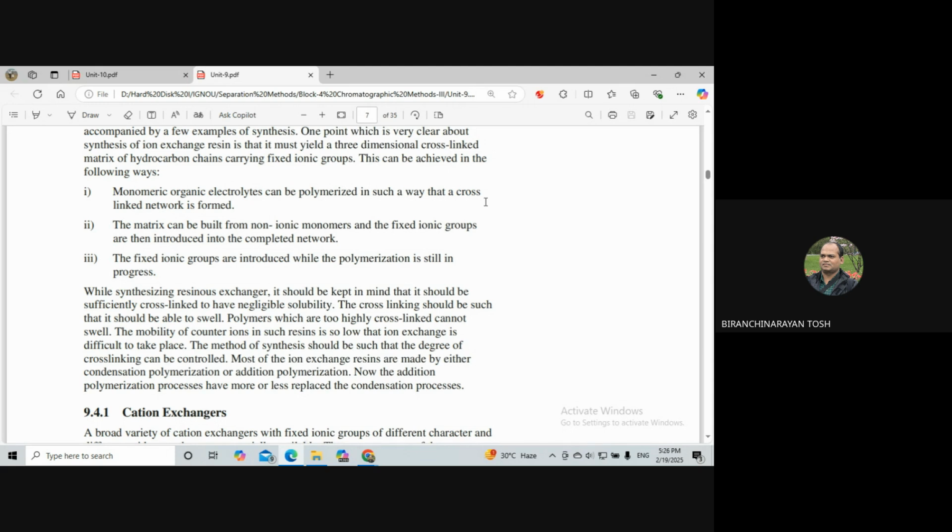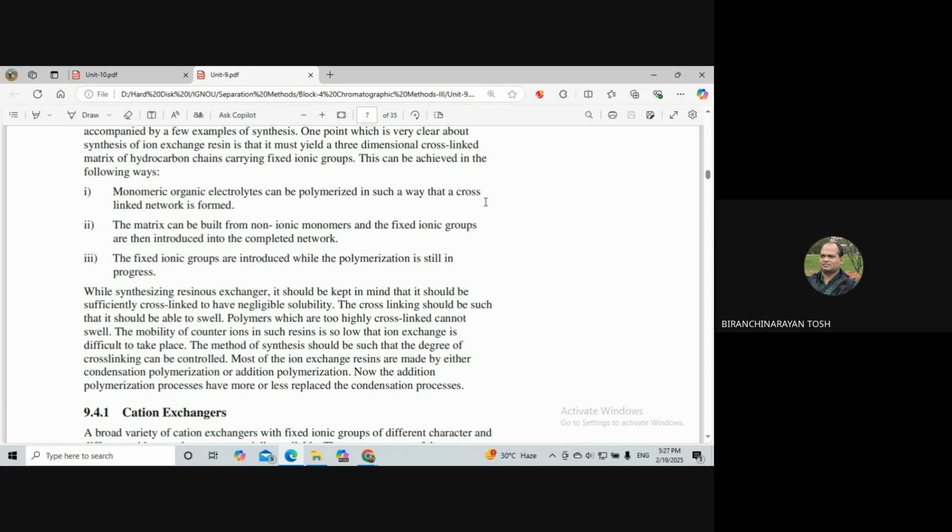Okay, sorry. So, how can this be achieved? Monomer, the organic electrolytes that can be polymerized to give cross-linked polymers. The matrix can be built from non-ionic monomers, and the fixed ionic groups are then introduced into the completed network. That means first we polymerize the monomer to have the cross-linked structure, and the polymer can be built from non-ionic monomers. Then the ionic groups will be fixed or introduced in the complete network.